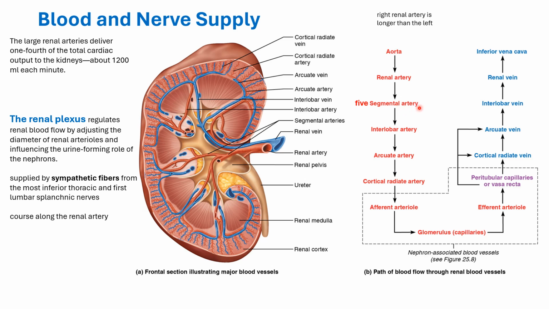These segmental arteries divide into interlobar arteries. Interlobar, you can see from the name, they are present between the lobes. And then these interlobar arteries give rise to arcuate arteries. Arcuate arteries are present over here, over the domes. And then these arcuate arteries give rise to the cortical radiate arteries. These cortical radiate arteries are the ones which give rise to the glomerulus.